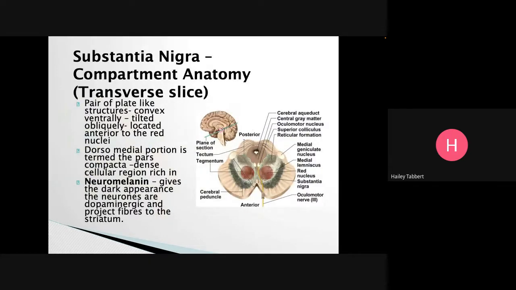So the substantia nigra is kind of like an associative structure with the basal ganglia. It's a pair of plate-like structures that are located anterior to the red nucleus. You can see in this image here, the red nucleus is this big red circle, and the substantia nigra is this highly pigmented stripe area within or near the basal ganglia. It gets this pigmentation from neuromelanin, which gives it a very dark appearance. All of the neurons within this substantia nigra region are dopaminergic neurons, and they project to the striatum, so they project to the basal ganglia. So this structure is really important in understanding the pathophysiology of Parkinson's disease.